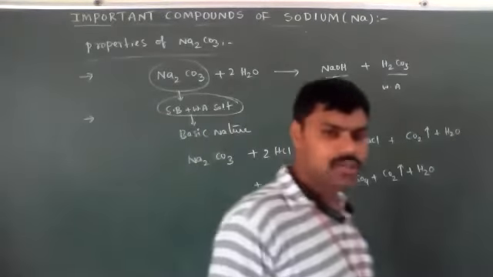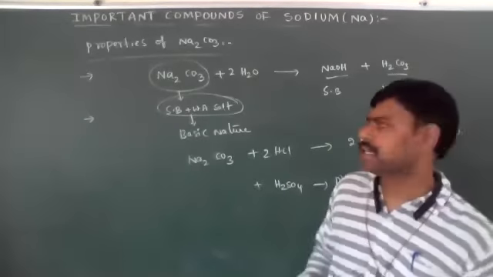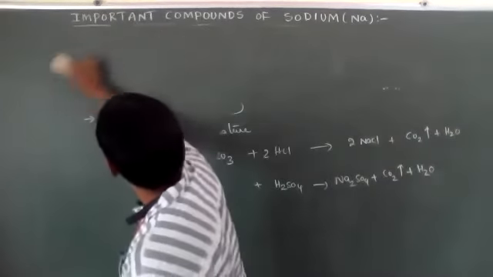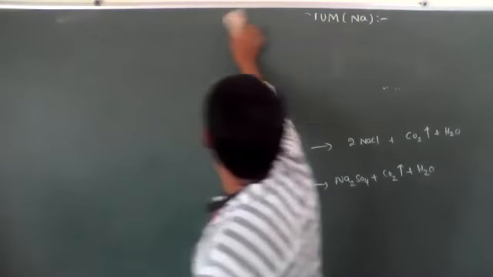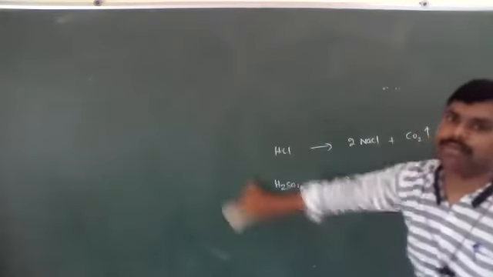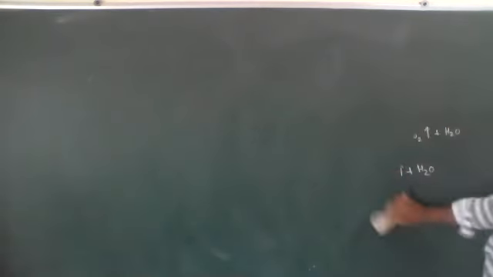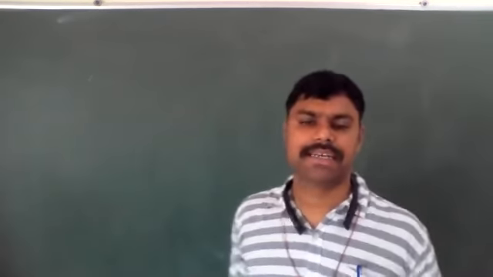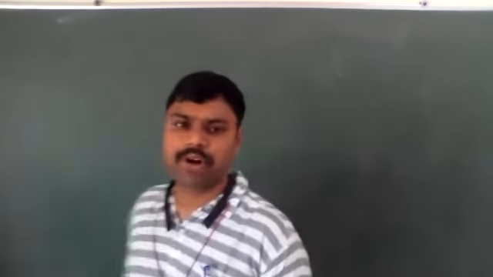Okay, students, sodium bicarbonate and NaCl are also important, but their preparations and all are not required. So for first year group elements, the main important compounds of sodium are sodium hydroxide and sodium carbonate. Preparations and properties, all we have discussed. Let's see now, we'll discuss the important compounds of calcium.